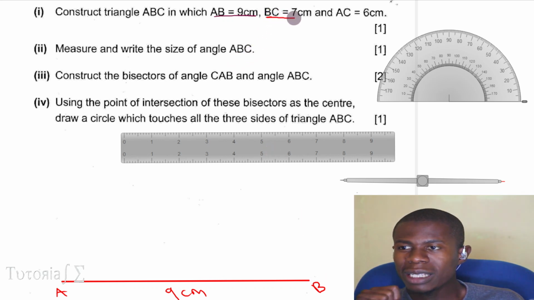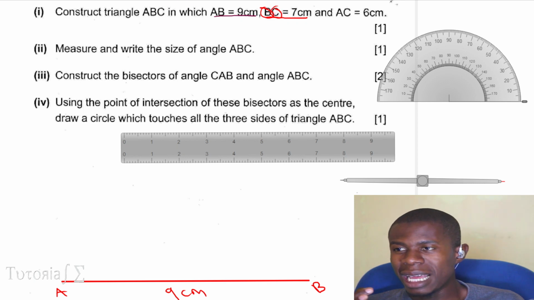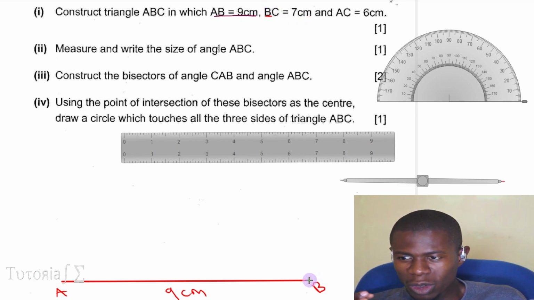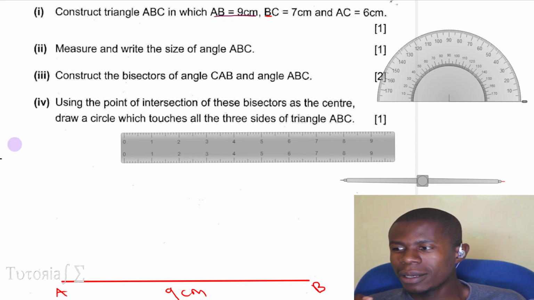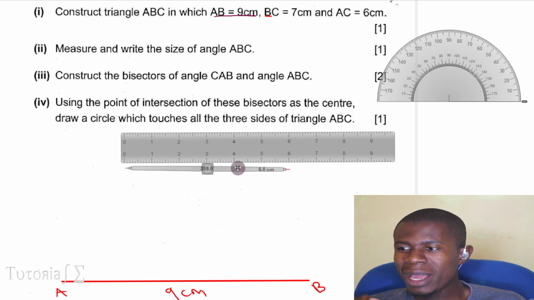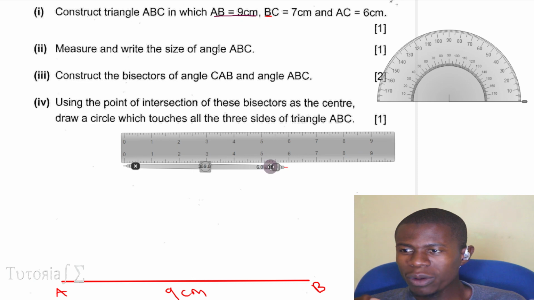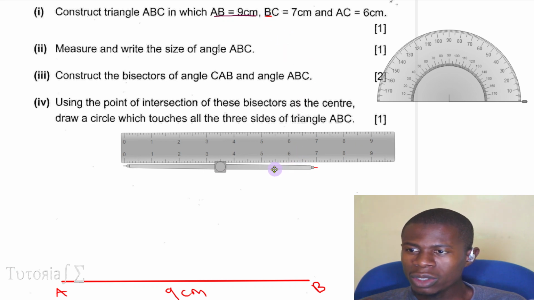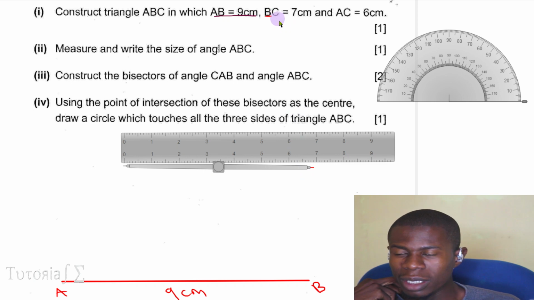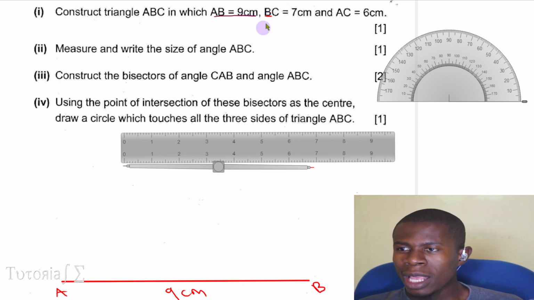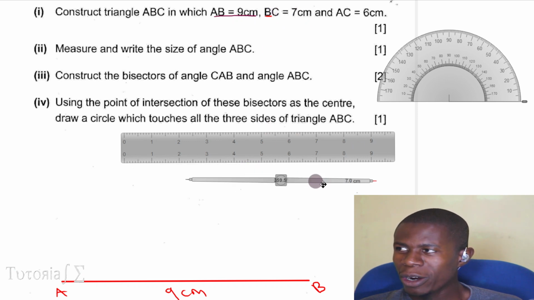Then now we come to BC, which is 7 centimeters. In BC, the first letter represents the starting point and the second letter represents the ending point. So this line will start from point B and end at some point C. Since we don't know where C is, we're going to get our compass and measure the length of BC. Putting our needle on zero, we're going to expand the compass to 7 centimeters, because that's how long BC is. So let's expand to 7 centimeters exactly. Now that you've measured BC, which is 7 centimeters, you're going to put the needle on B. The needle part of the compass will be put on B.